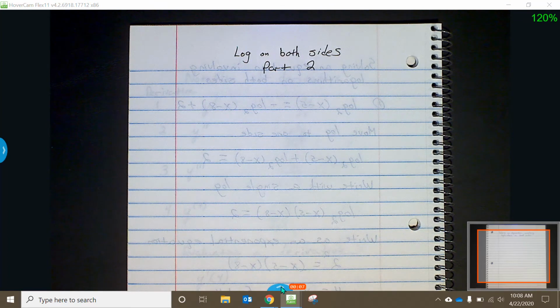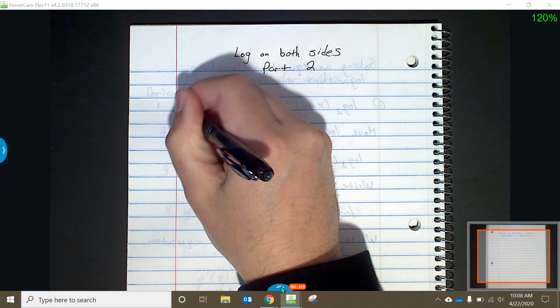Okay, we're solving with logs on both sides. This is part 2. I'm just continuing from the last lesson, just going with some examples. So example 1.